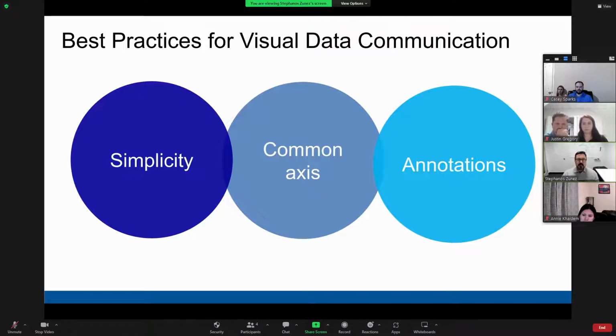I'd like to share with you my tips for presenting data in a clear and concise manner. We will discuss tips for simplifying charts, how to effectively use the axis in two-dimensional plots, and when and how to use annotations.